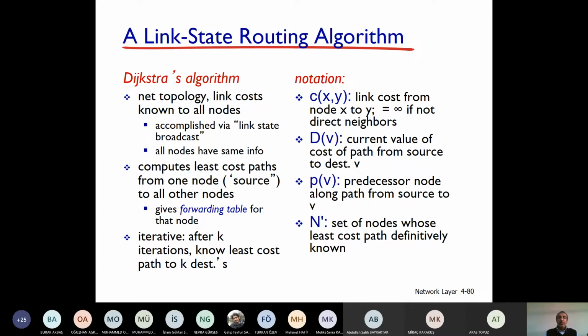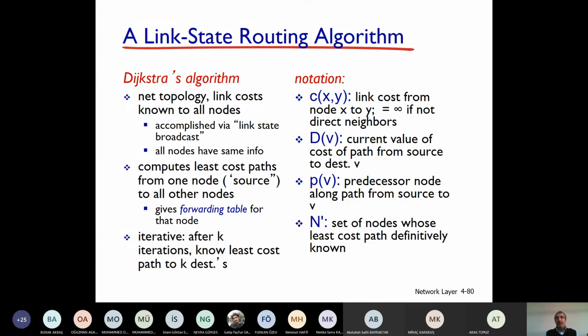And then the Dijkstra algorithm, after obtaining this information, computes the least cost paths from one node, which we call the source, to all the other nodes. And then it forms the forwarding table for that node. This is an iterative algorithm. After k iterations, it knows the least cost path to k destinations. So the main idea here is trying to find the least cost path to k destinations.